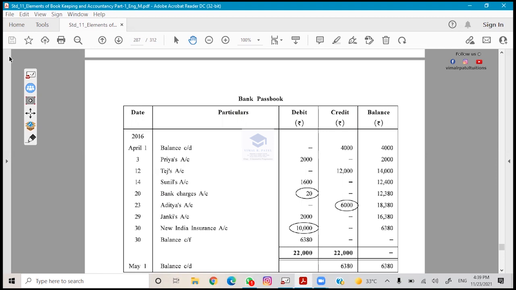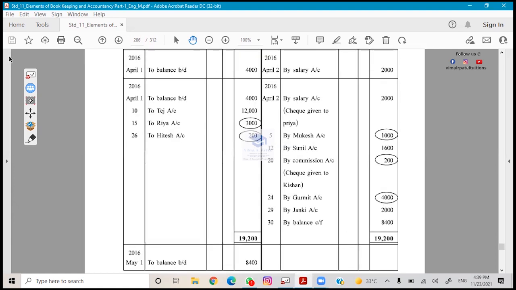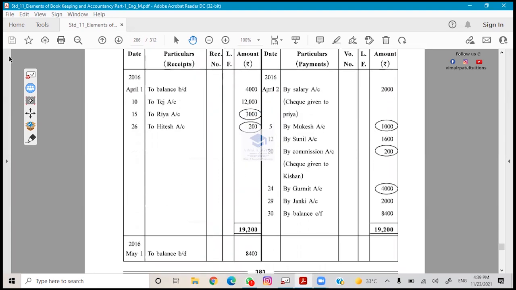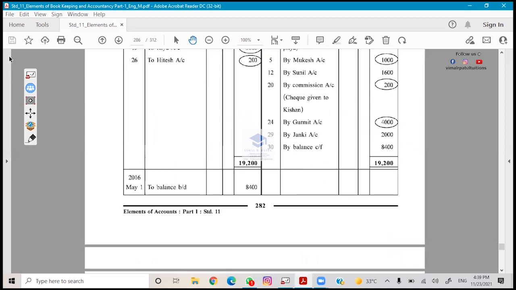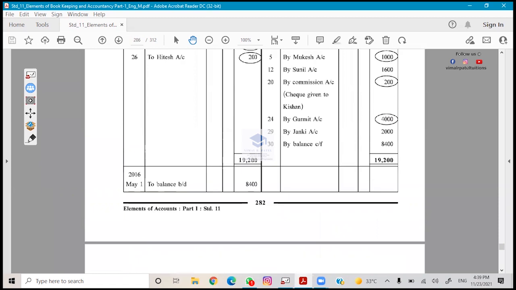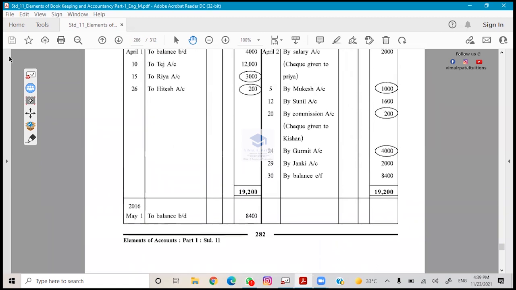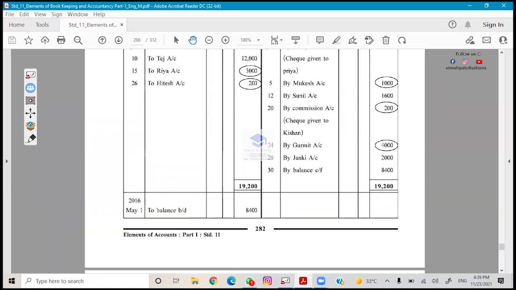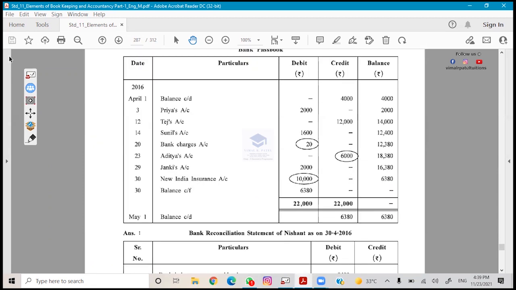The transaction that has an entry in both cash book and passbook with the same amount is not going to affect the bank reconciliation statement. So you have to rule out the common ones. See, on the credit side, salary check given to Priya, same, it is here, Priya. Then on the credit side of cash book, Sunil, Janki, the same is here, Sunil, Janki.